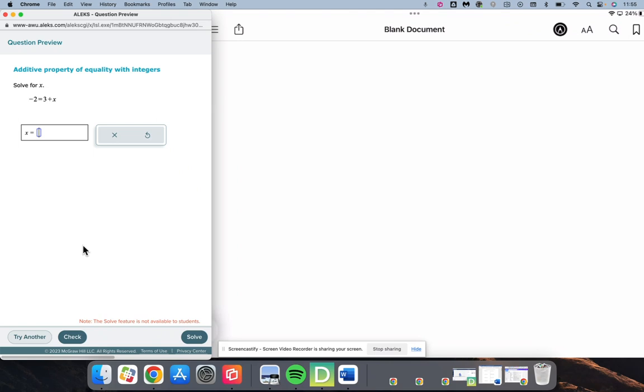So we'll go ahead and get started with this first one here. We have negative 2 equal to 3 plus x. And so what we're constantly doing is saying, okay, where is the variable and what's happening to it? So we see that the variable is right there, and it is having 3 added to it. So to undo that, or to do the inverse operation of that, we need to subtract 3 from both sides.